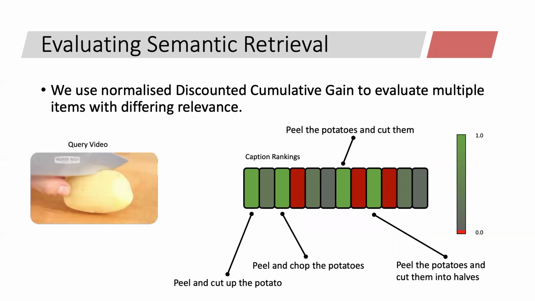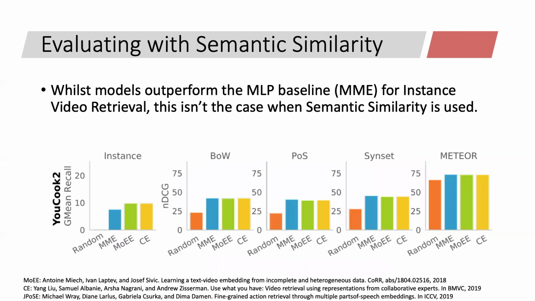To evaluate semantic retrieval, we use the normalized discounted cumulative gain metric. This allows us to evaluate multiple relevant items with differing levels of relevancy. Evaluating with semantic similarity shows differences when compared to evaluating with instance-based retrieval. On the left, we see that current methods MOEE and CE outperform the simple MME baseline. However, in the 4 cases on the right, when using the proxy measures, we see that for each case, the performance is comparable.